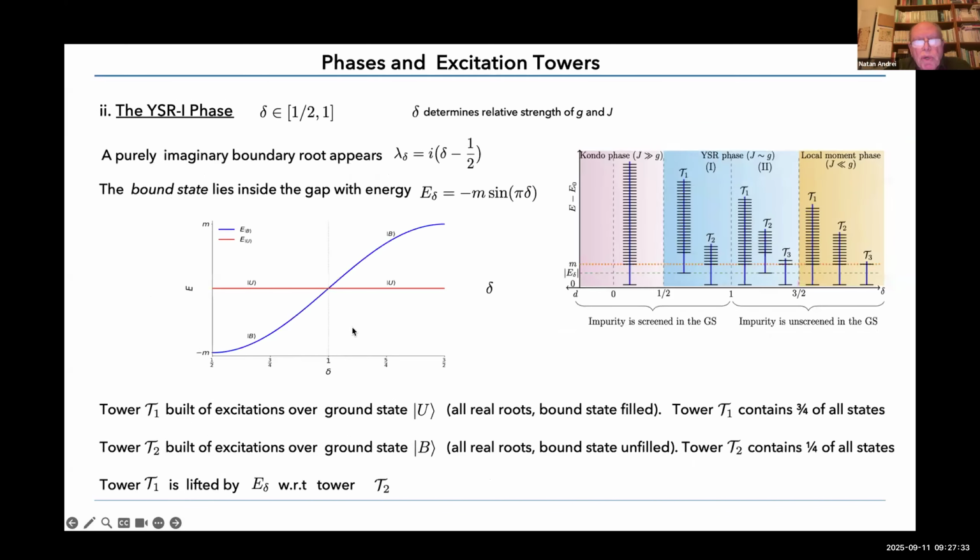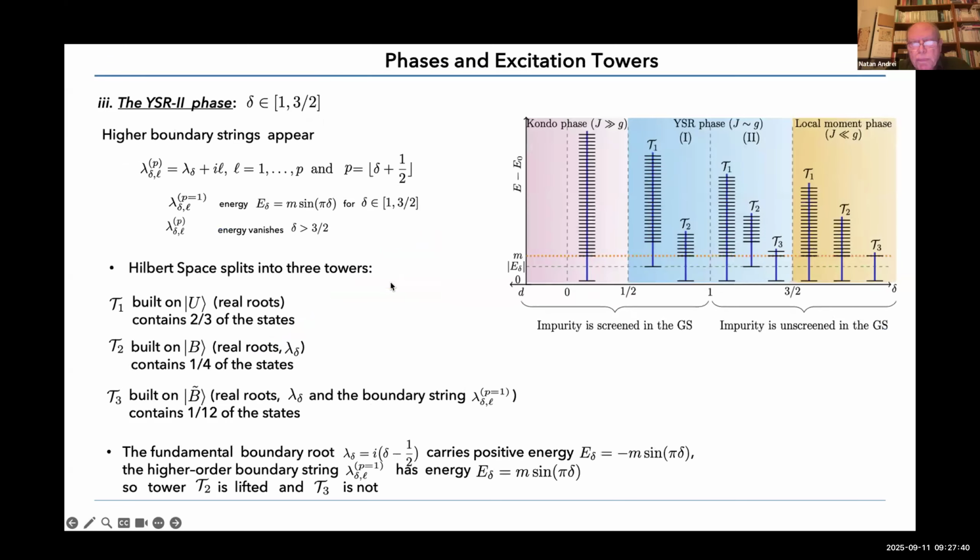And if you look, now I'm in this regime, and the relative positions of U and B have changed. And the higher order boundary string lambda P equals 1 has energy m sine delta, so it cancels, and therefore the energy of the string, and then again it's moved down. So T2 is moved up and T3 is moved down.